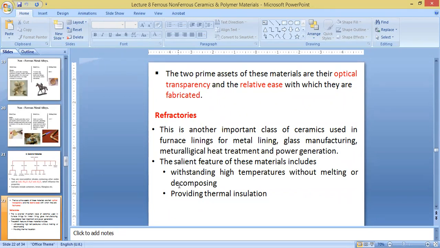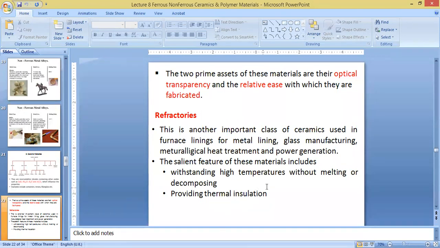The salient feature of these materials is withstanding high temperatures without melting or decomposing. For example, the kiln in a cement industry heats up to 1,480 degrees Celsius. So you need a material that's going to withstand those temperatures without breaking down or disintegrating. The refractory ceramics are the best. Those small bricks that look like pan bricks are the best used in those areas because they withstand high temperatures without melting or decomposing.